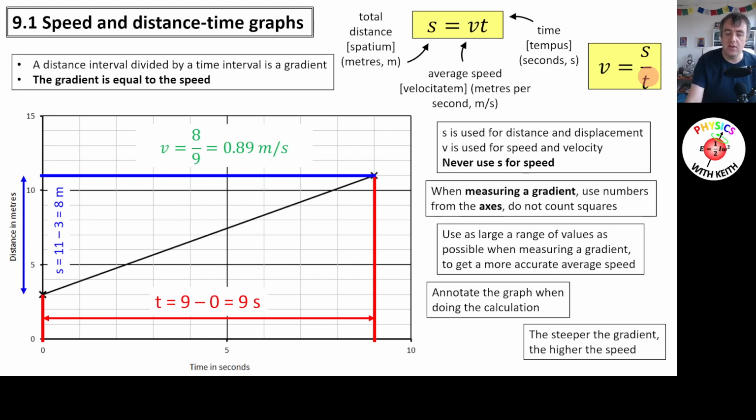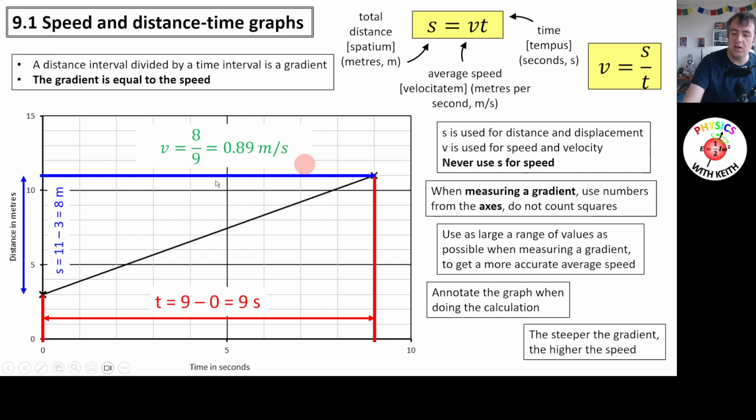Now, this is interesting. We use an S for distance, and we use a V for speed. We never use an S for speed. I have seen resources and notes and videos online where they write S equals d over t, and the students can think, okay, I understand that. S is speed, d is distance, and so on. But be careful, because there are equations that you will be given in your GCSE, and they will never, ever use S for speed. They will always use V for speed.